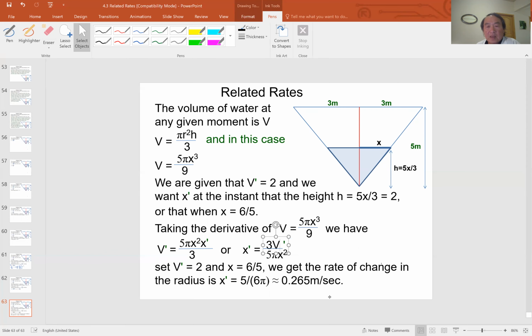In this problem in particular, what governs the situation is that the shape of the cone is confined to that 3:5 dimension ratio, and that's how we come out with this volume formula. Okay, and that's these related rates problems.